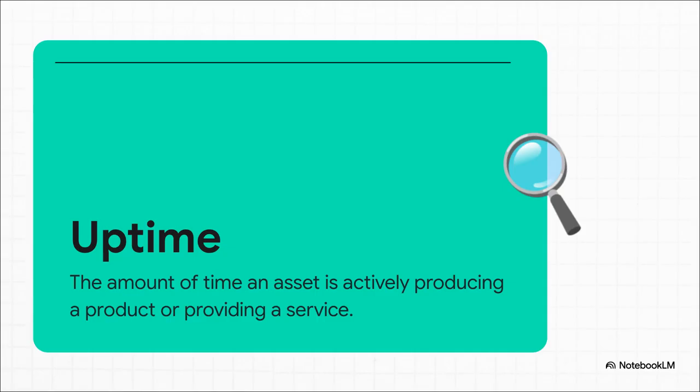First up, uptime. This is the good stuff. This is the time your machine is actually running, actually making a product or doing the exact job it was put there to do. This is the golden, productive time we're always trying to maximize.